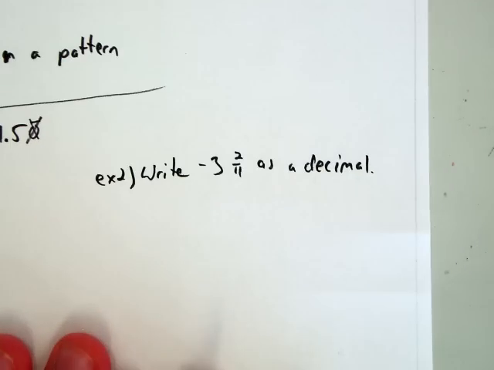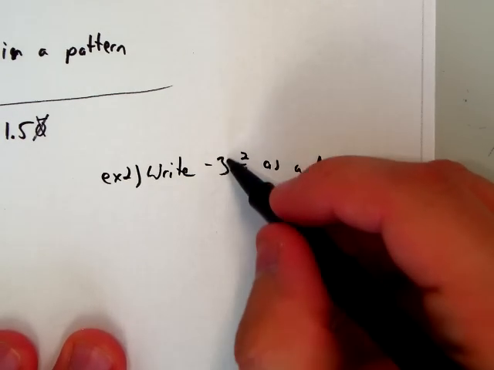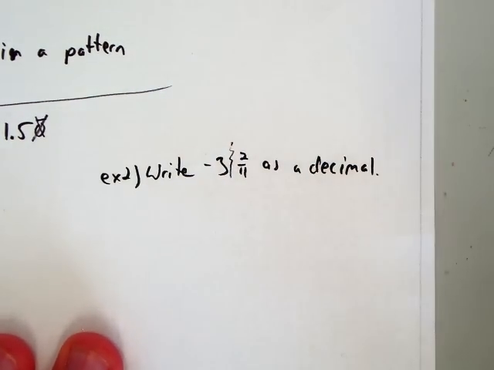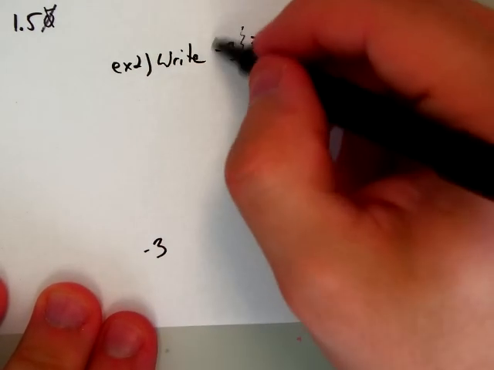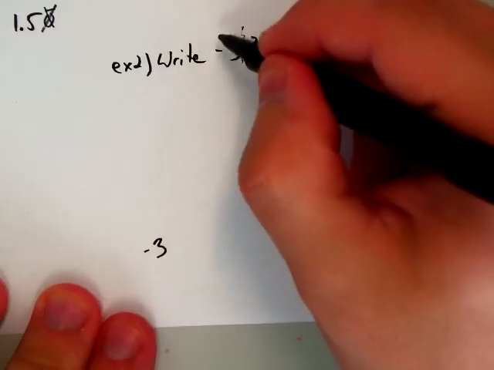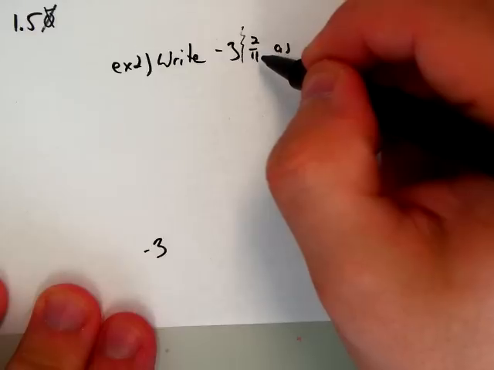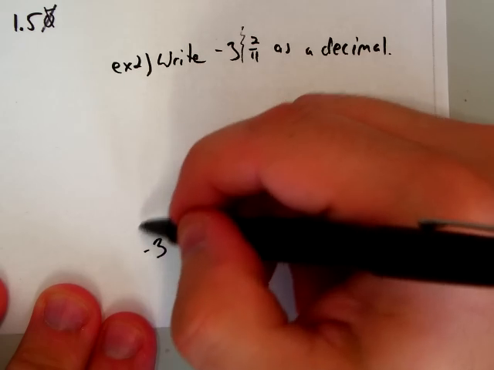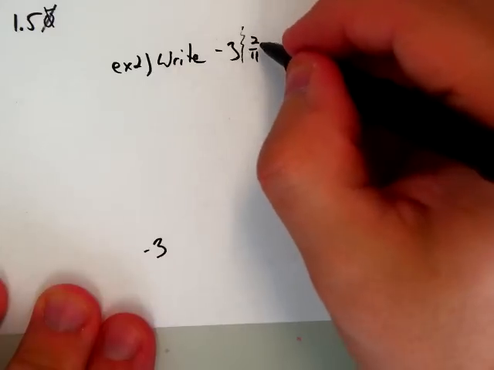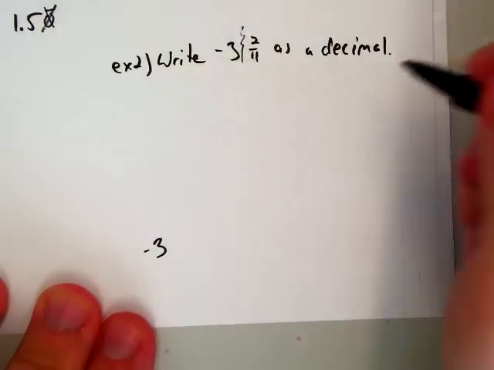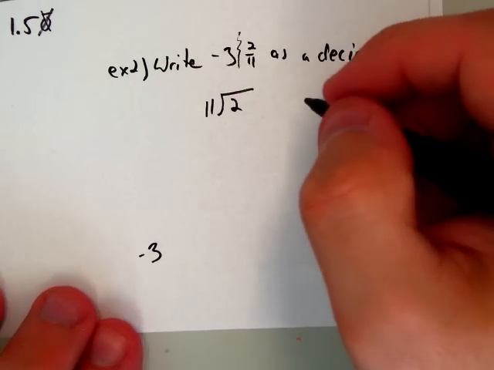Example 2, write -3 and 2/11 as a decimal. Couple different ways that we can do this. First of all, we can kind of pretend like this -3 isn't there, and just put it off to the side. Because this -3 represents 3 wholes made of 11 parts. So this isn't going to change. So really I'm looking for the decimal of 2 parts out of 11. So 11 goes on the outside, 2 goes on the inside.